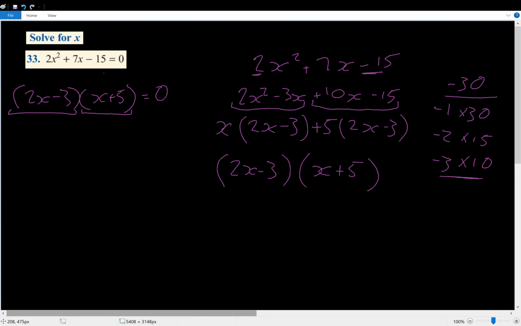So we're going to work out both of them. We're going to say 2x minus 3 is equal to 0, and x plus 5 is equal to 0. And now we're going to solve these two linear equations to get a value for our x. So over on the left here we have 2x is equal to 3, which means that x is going to be equal to 3 halves. And for the one on the right, we're just going to get x is equal to minus 5. And that is that.